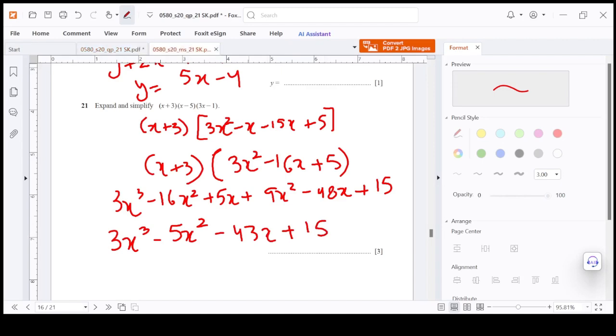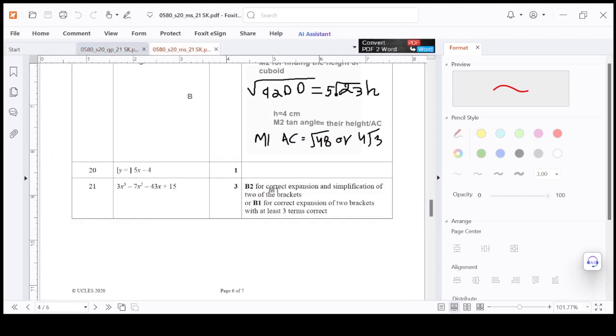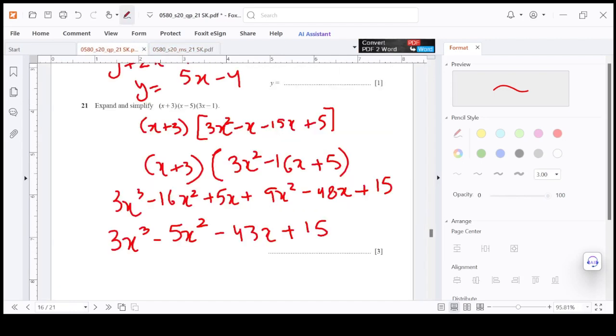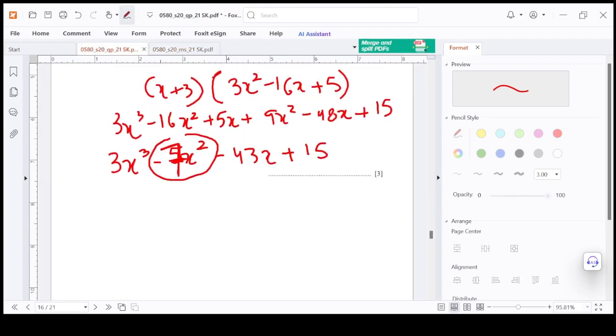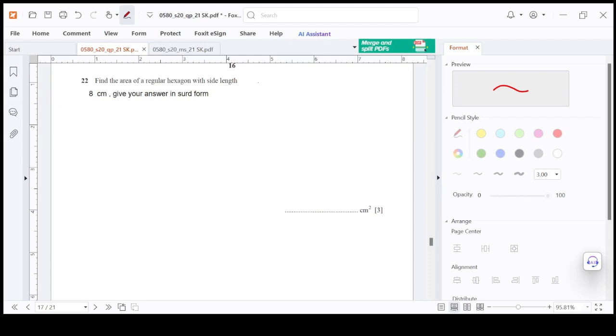If I did not blunder, this should be the answer. 3x cubed minus 7x squared. Oh, there's a mistake. Minus 43x plus 15. So I messed up somewhere over here. Oh, minus 16 plus 9 is going to be minus 7, not minus 5. So minus 7x squared, that was a blunder. Okay, the rest is correct. Are we almost done?